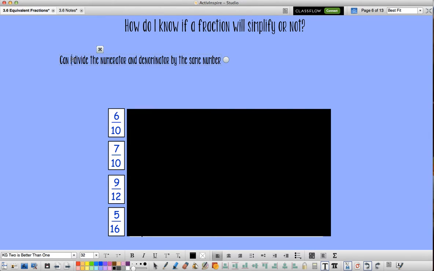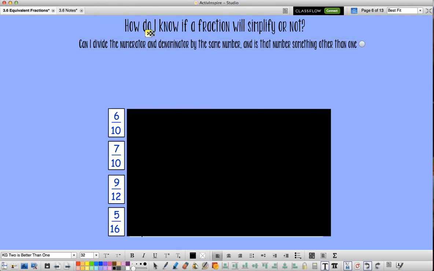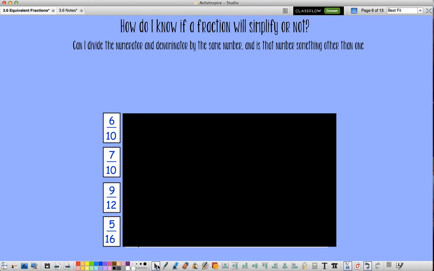Okay, and in order to simplify, is that number something other than 1? Because if it's 1, well, that's not going to change the answer. So if you can only divide them both by 1, then you can't simplify. Then it's already in simplest form.